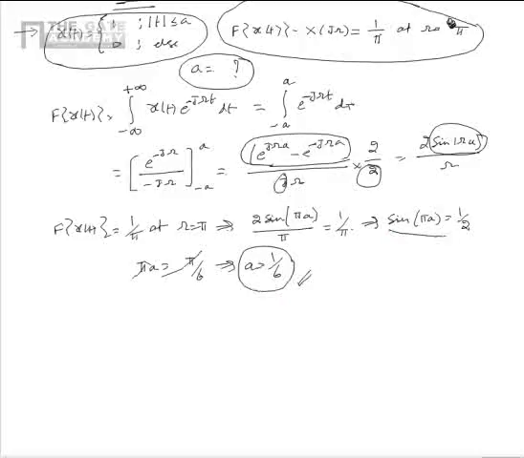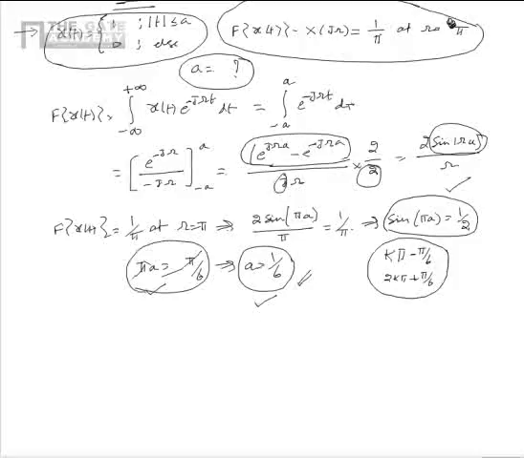Please note that sin pi a is equal to half will be satisfied for many other values of pi a, that is k pi minus pi by 6, or 2k pi plus pi by 6. So there are many values of pi a which satisfy the given relation. So there are many values of a possible, but here we have considered only a particular value of a, that is 1 by 6, by equating pi a to pi by 6. So the one value of a satisfying the given relation is 1 by 6.